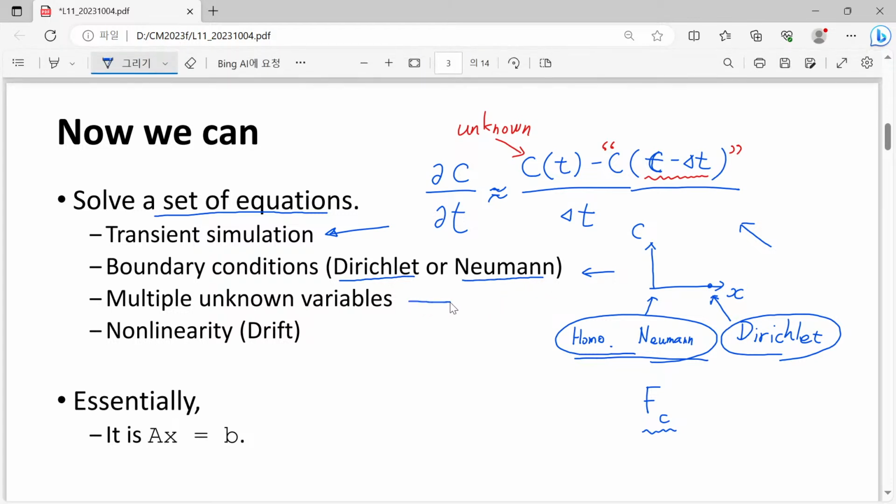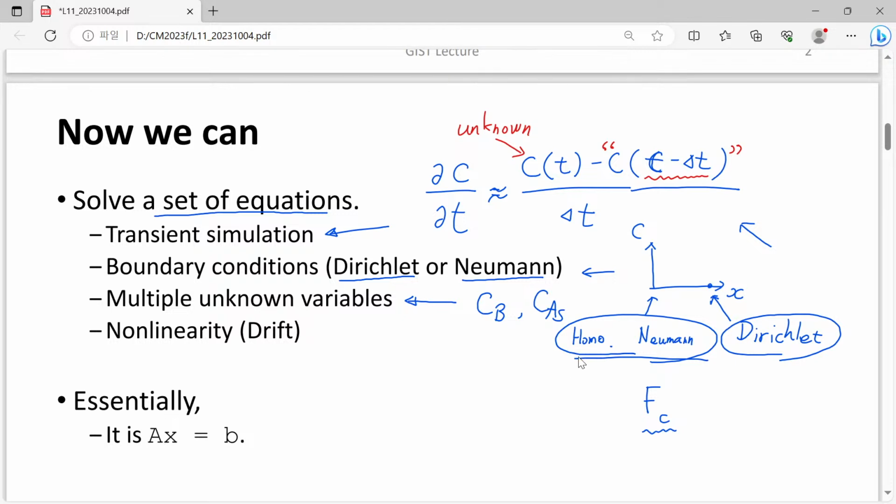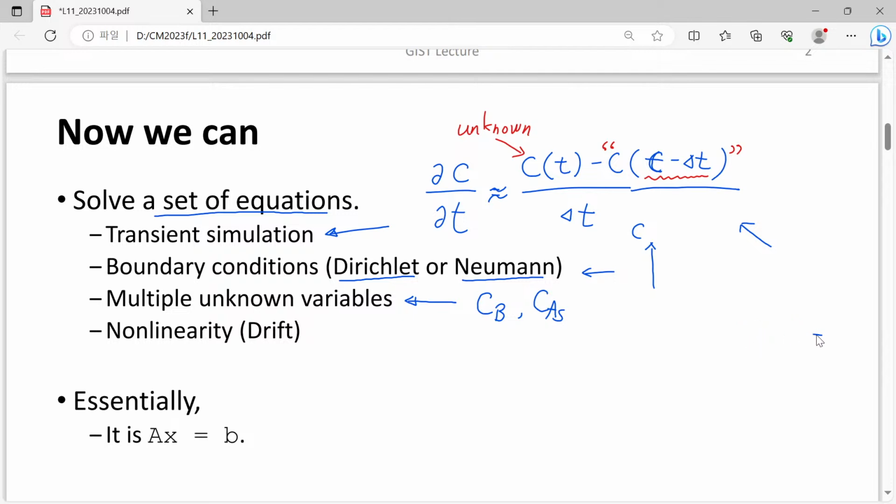And you remember that we have already discussed multiple unknown variables. What was it? One was boron concentration and one was arsenic concentration. So then how can we assign these two different quantities into one single vector for unknown variables? Of course, there can be many different ways, but the preferred way is position-wise assignment.